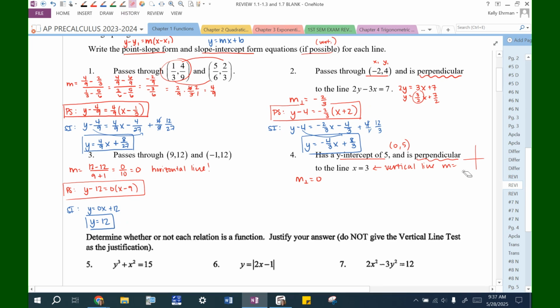Oh, sorry, what did I say? A vertical line's slope is undefined, not 0. The reciprocal of that is technically 0 if we think about having no rise and all run versus all rise and no run. So for my point-slope form, I can say y minus 5 equals 0 times x minus 0. Just leave it unsimplified like that if you want. Your slope-intercept form, again, would be y equals 0, x plus 5, or that's just y equals 5.